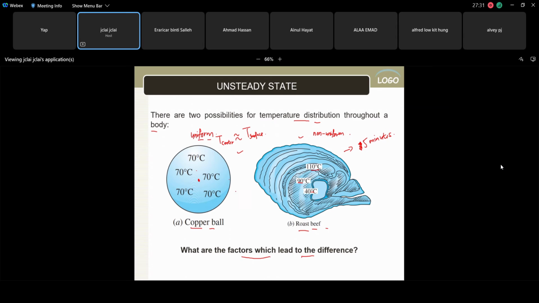What are the factors which determine the difference? What makes a copper ball different as compared to a beef? I want you to tell me. Because they are different in terms of what? I give you half a minute to think. After that, I'm going to ask you to type your answer in the chat box. Okay, half a minute you think now. Start.